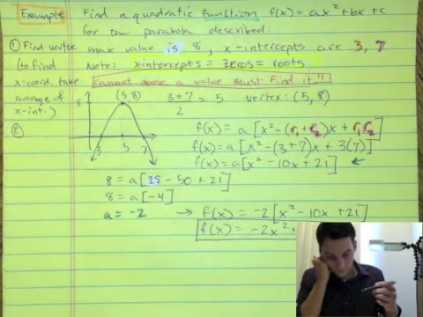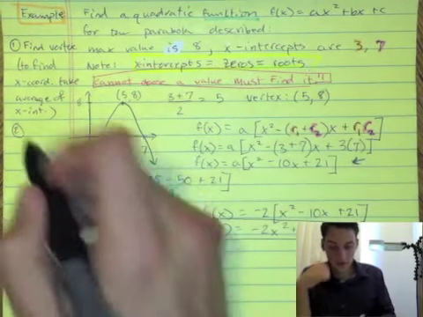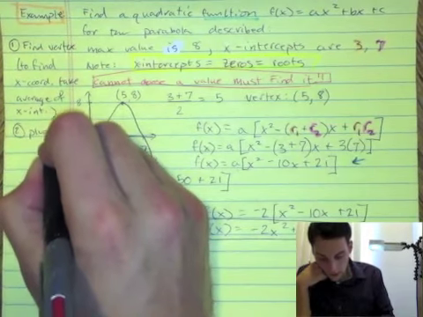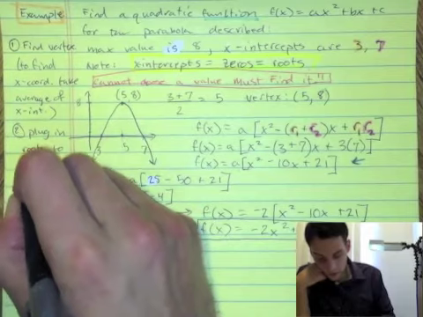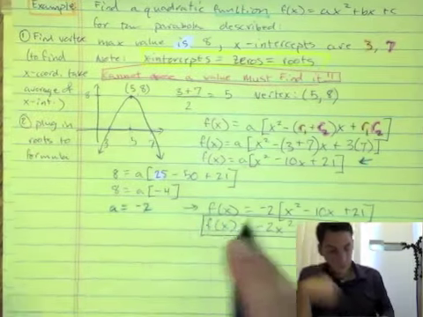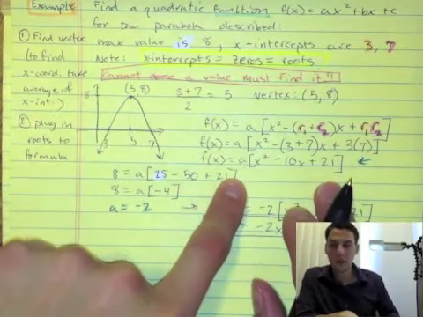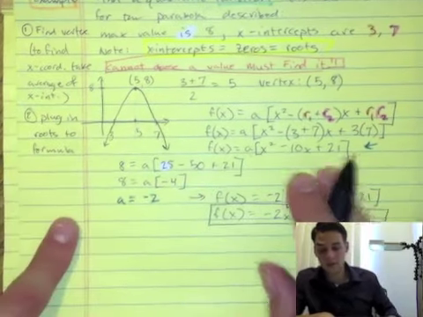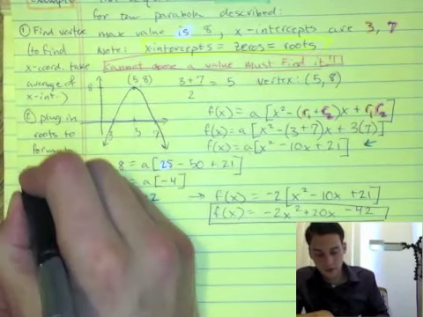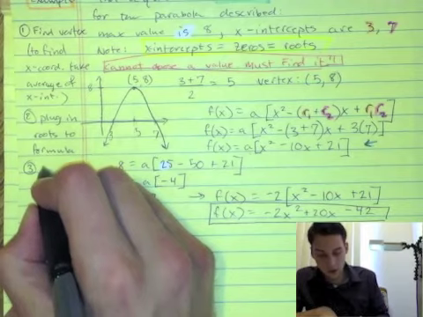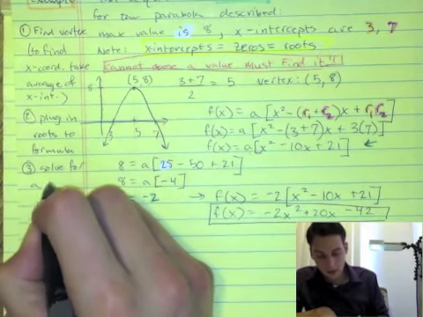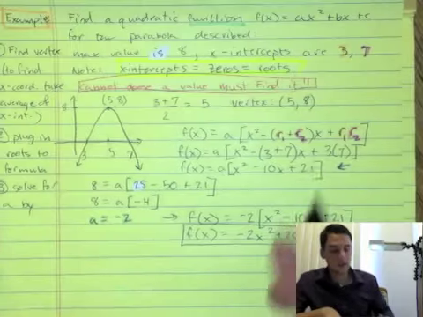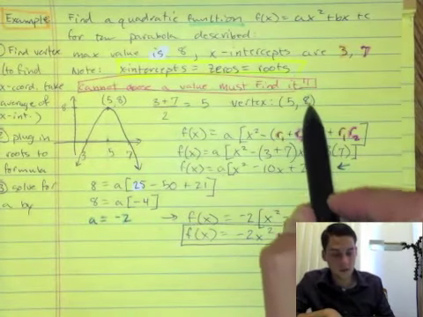The next thing we did was plug in our roots. Plug in roots to formula. We did that and simplified. Now we need to find a. So after you've simplified, the third step is to solve for a by plugging in your vertex.